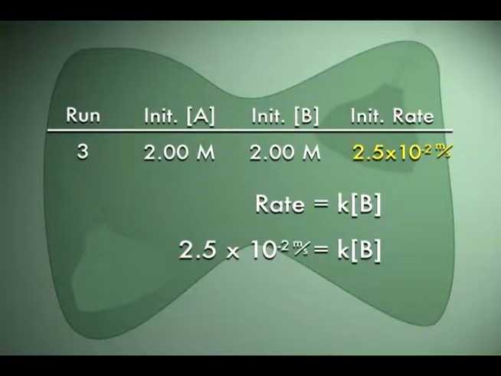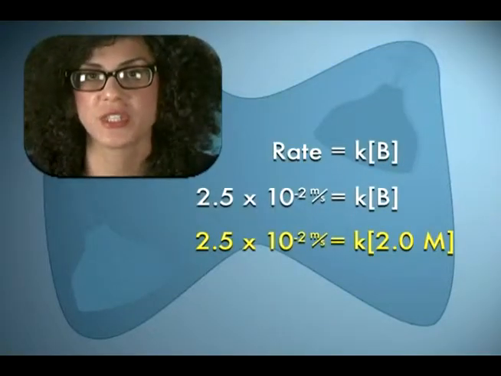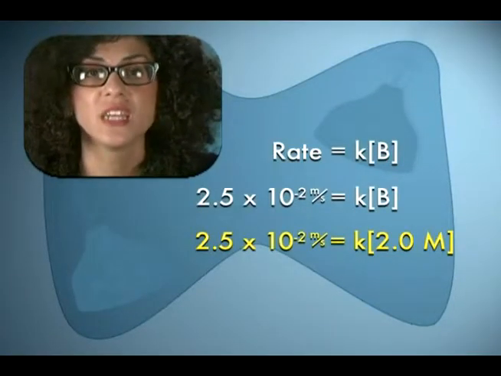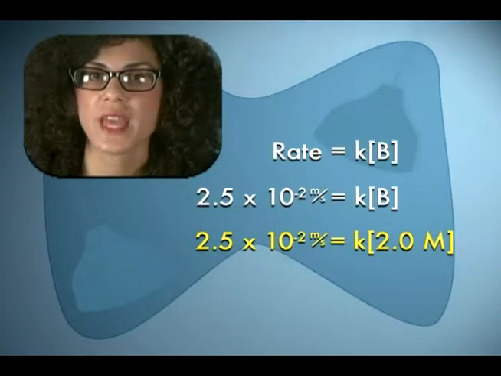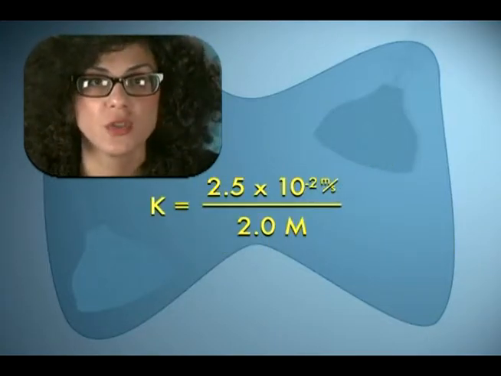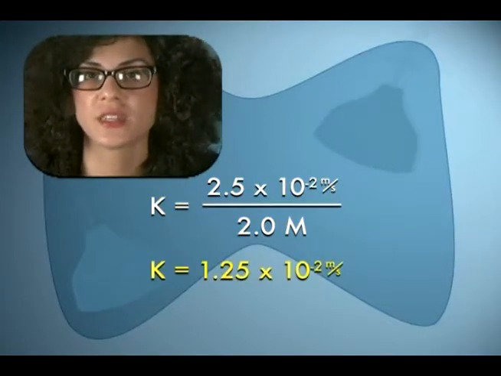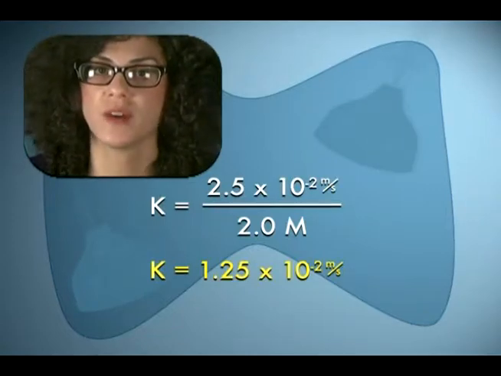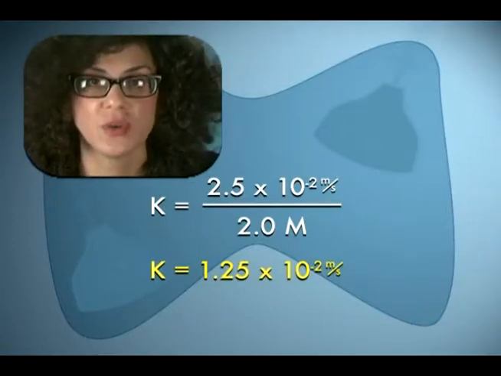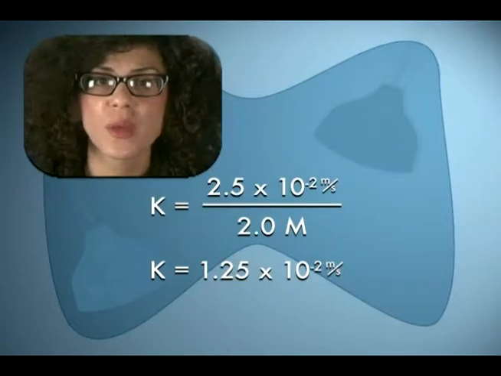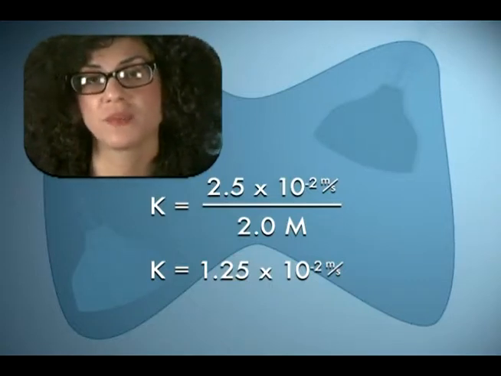Using our table, we know the rate of reaction is 2.5 times 10 to the negative 2 meters per second. We also know the concentration of reactant B in run 3. It's 2 molar. We can solve for K by dividing both sides of the equation by 2.0 molar. In this case, the constant K is 1.25 times 10 to the negative 2. And hey, you win! Now you know the rate law and the rate constant for this particular reaction.